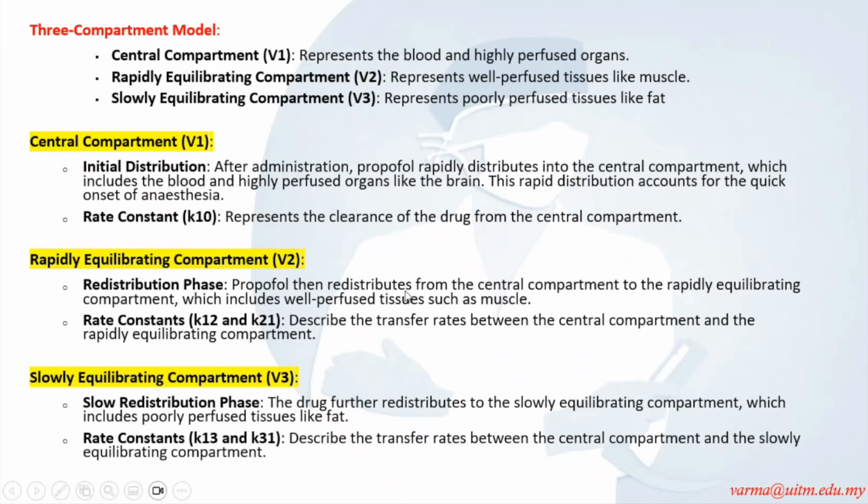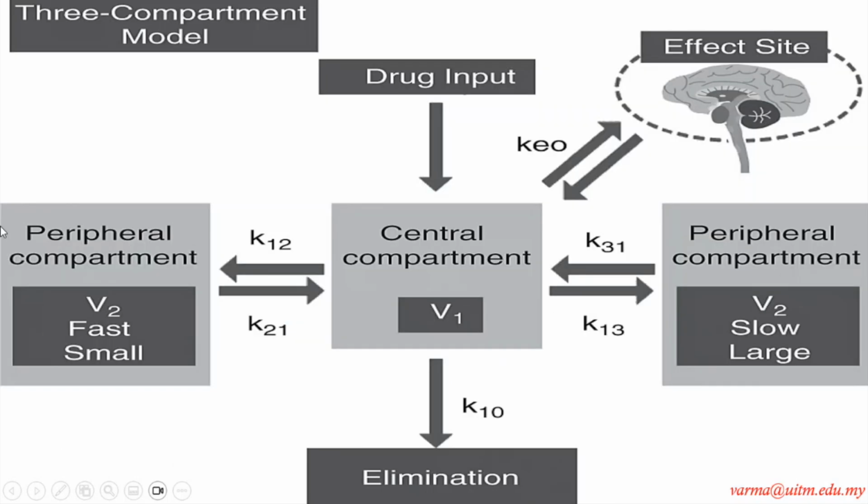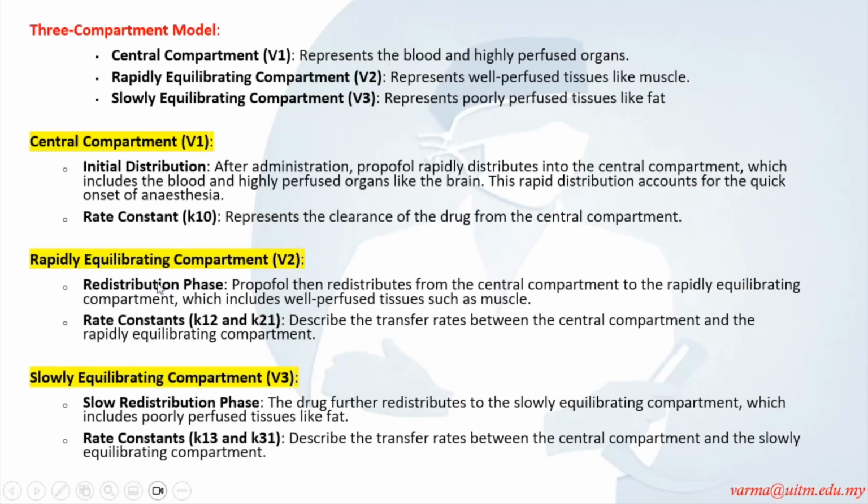Propofol then redistributes from the central compartment to the rapidly equilibrating compartment, which includes well-perfused tissues such as muscle. That's why I'm saying, if you draw this, right here you can write central compartment, blood, brain; peripheral compartment, fast, small, you can write tissue, muscle; and here you can write fat. So you don't have to keep writing it again. Okay. Rate constants K12 and K21 describe the transfer rate between the central compartment and the rapidly equilibrating compartment.